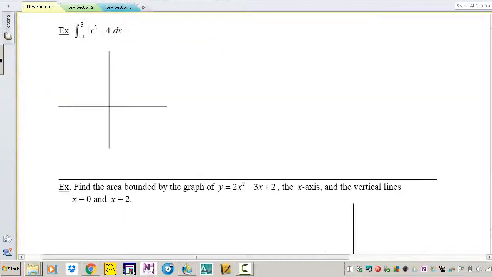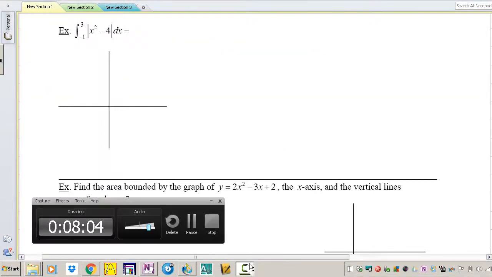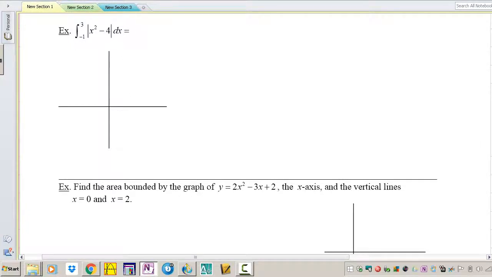So next problem, same thing. This time we have a quadratic. Let's go ahead and draw this quadratic, x squared minus 4. We know that x squared is a U-shaped graph. Minus 4 means it translates down 4 units. Something like this. It's not going to be perfect. And we want to integrate from negative 1 to 3.